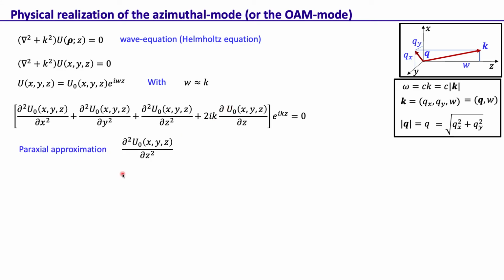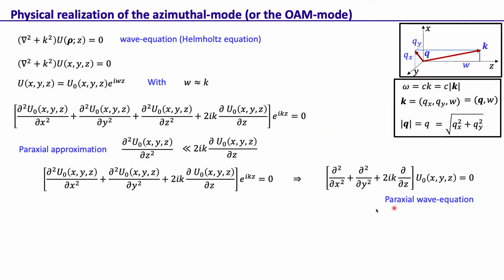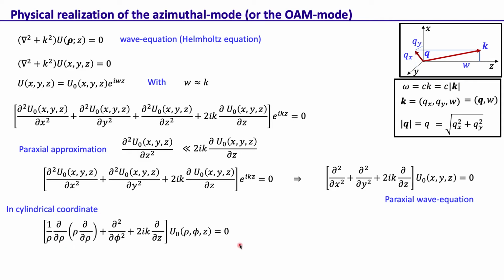Now we apply the paraxial approximation, then we have that this term is much smaller than this term, and then this wave equation can be written like this, which again we can just write like this. So that's a paraxial wave equation. And if you write this wave equation in cylindrical coordinate system, then it looks like this, and this is a paraxial wave equation in cylindrical coordinate.